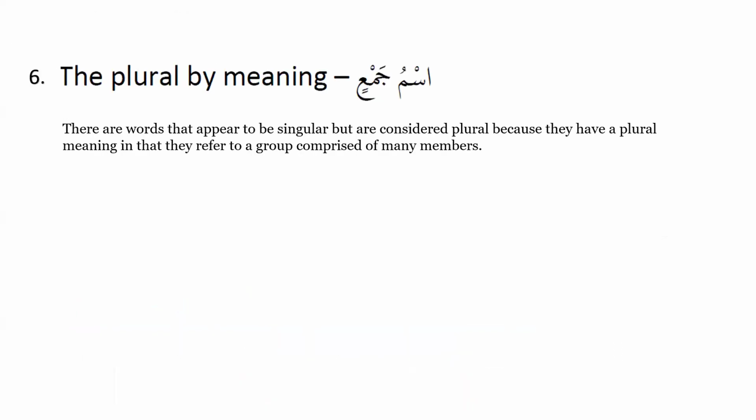This is category number six. There are some words, like last week when we said there are some words Arab said so, they're feminine. So there are some words called ism jam'. They are plural by their meaning. There's no other reason. Their meaning sounds plural, so that's why they're plural. But they look like singular.